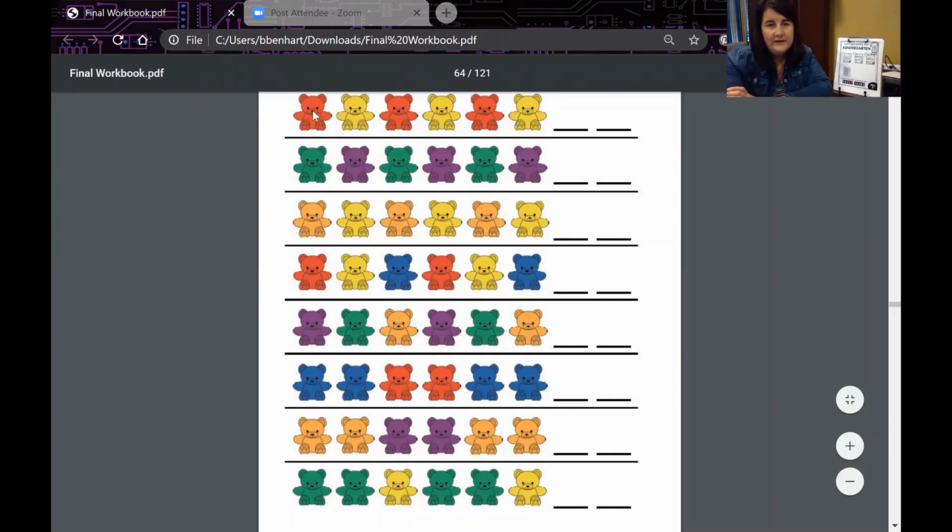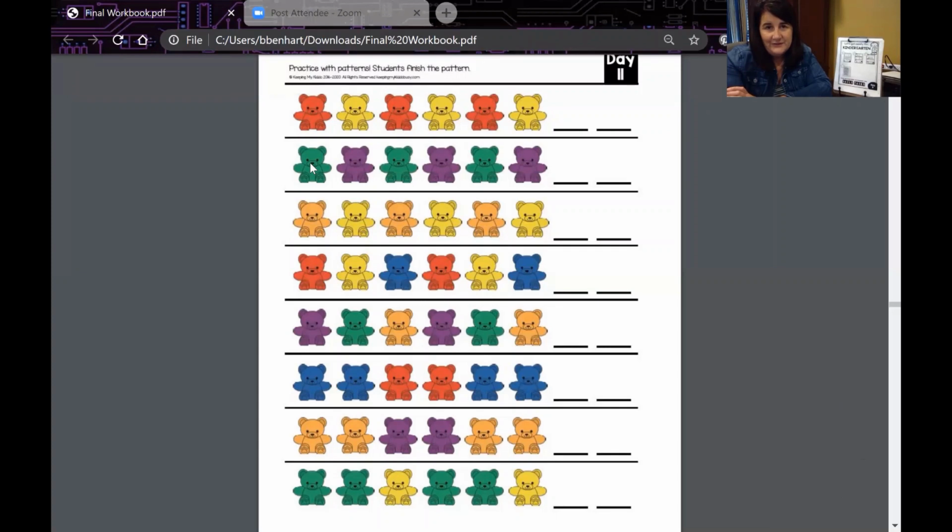Okay, so we have red, yellow, red, yellow, red, yellow. If you said red, yellow next, you were right. Red, yellow, red, yellow, red, yellow, red, yellow. Because every time in this row that we have one red bear, one yellow follows it. Okay, let's look at the next row.